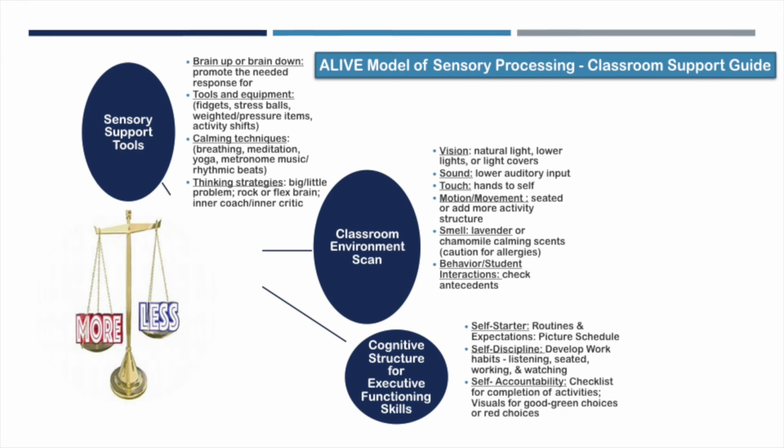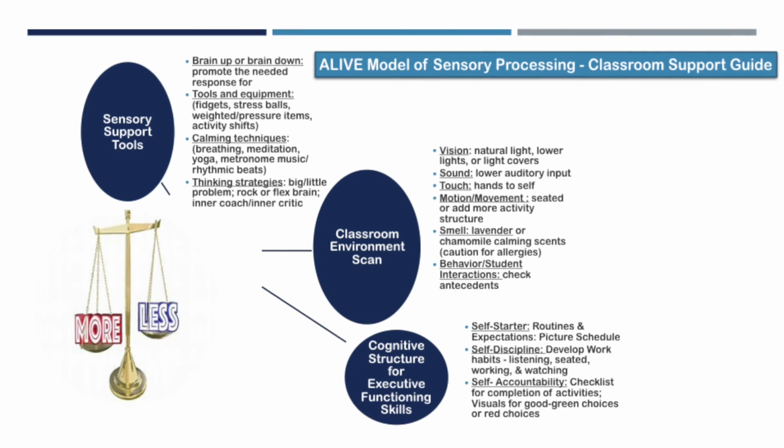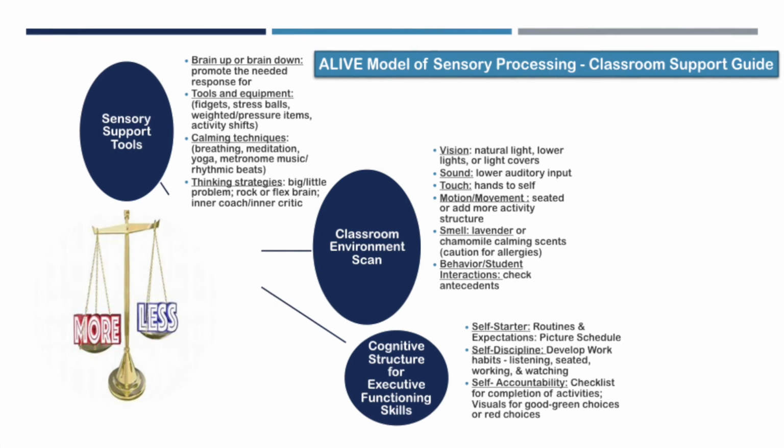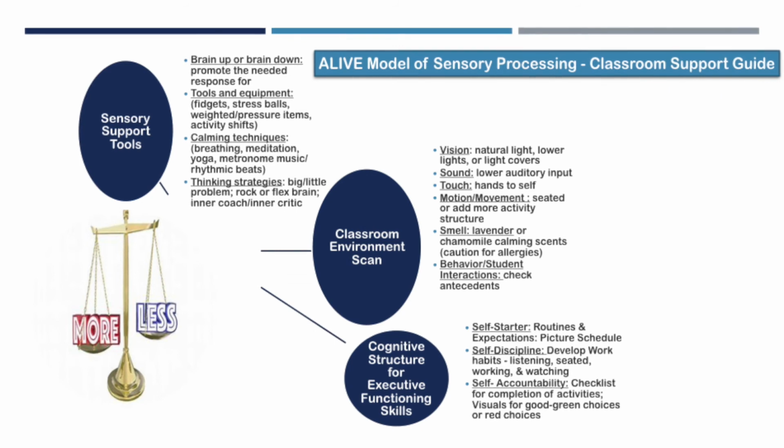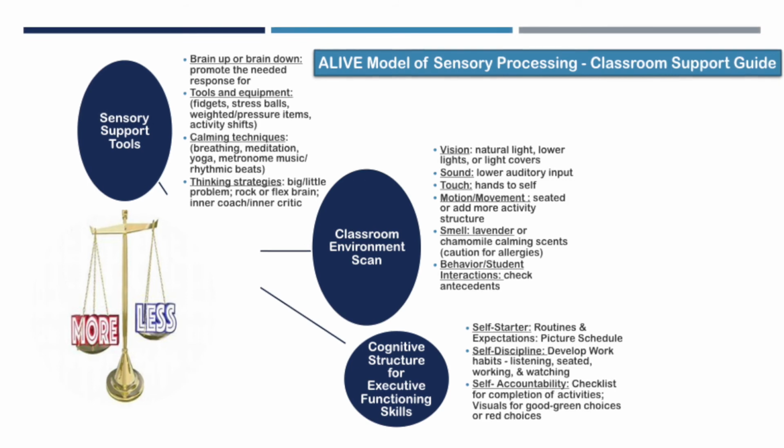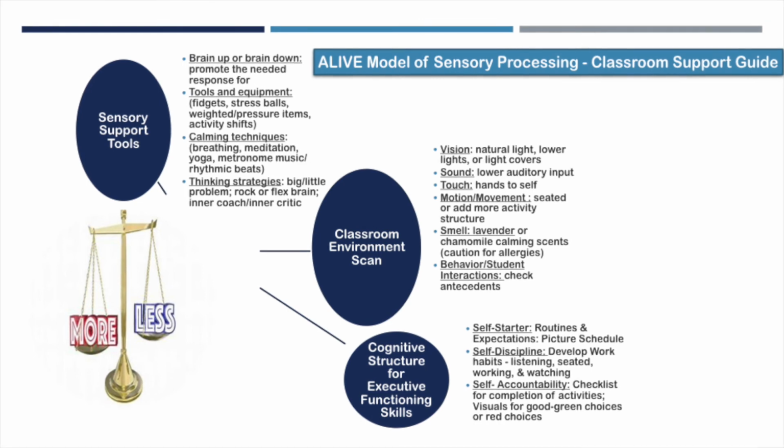Lastly, I would like to take a look at the Alive model of sensory processing. This is basically a classroom support guide for sensory processing skills interventions daily. Some things to consider are: which sensory support tools are you using in your classroom? Consider if the brain should be stimulated up or if the brain should be calmed down. Always have tools and equipment available in the classroom that students can use. Calming techniques that can be incorporated in your day include breathing, meditation, yoga, and use of metronome music and rhythm beats.